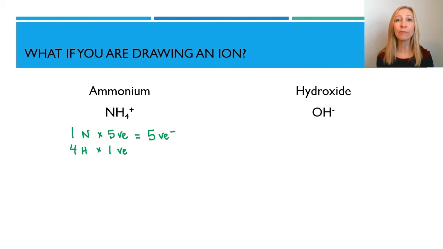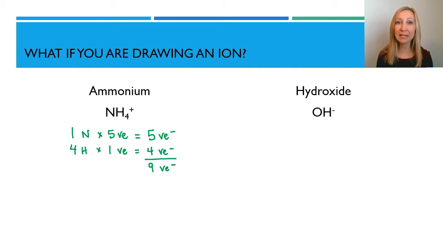And we have 4 hydrogens in this ammonium ion, and each hydrogen brings 1 valence electron that it can use in covalent bonding. So the total number of valence electrons from the hydrogens is 4. Now if we add them all up, we get 9 valence electrons that need to be represented.